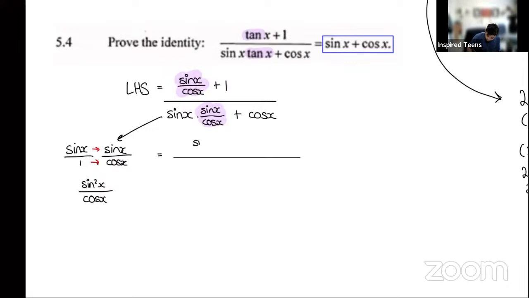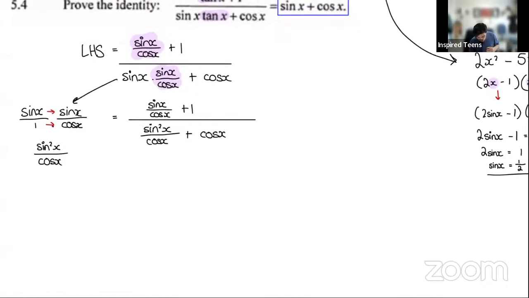So on the top, I'm just going to for now leave this as sine x over cos x plus 1, divided by, at the bottom now I have sine squared x over cos x plus cos x. Okay, any ideas? Does anyone have any idea how we can go ahead? What should we do going further to solve this? Any suggestions? Okay, no suggestion is a wrong suggestion. This is indeed the time to be wrong.